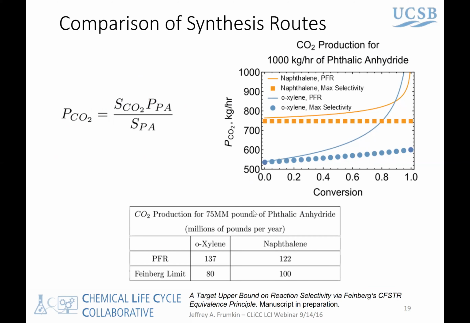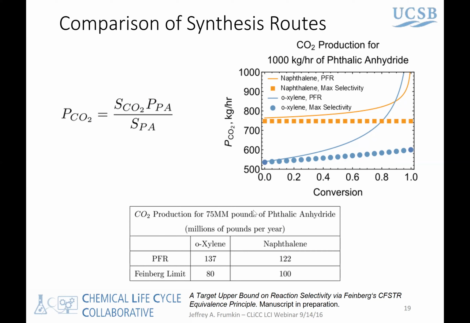As a very brief example, I have a comparison of two different synthesis routes. This is for making a chemical called phthalic anhydride. It can be made in a couple different ways. One is from oxidizing naphthalene, and the other is from oxidizing orthoxylene. In the plot shown on the right, the naphthalene chemistry is represented by the orange color, and the orthoxylene chemistry is represented by the blue color.